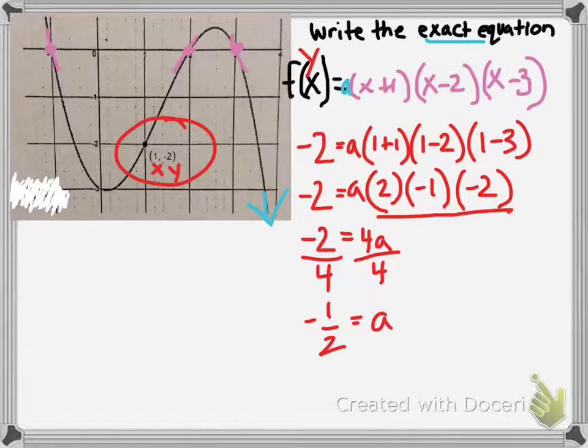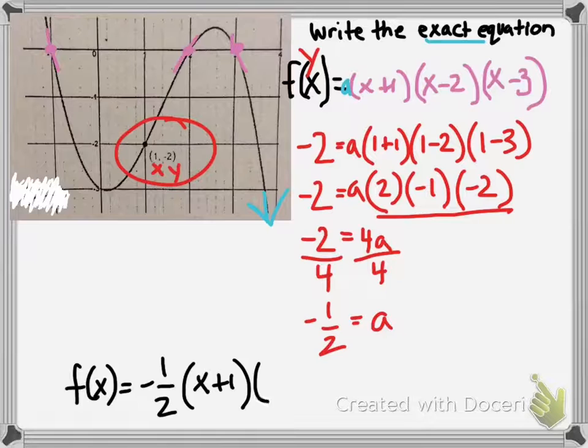So my final answer, f of x equals negative 1/2 times the factors. Remember, we knew that it was going to be negative, so that is a check for us. The a value did come out to be negative. If it didn't, we would need to look again and see if we made some sort of mistake.